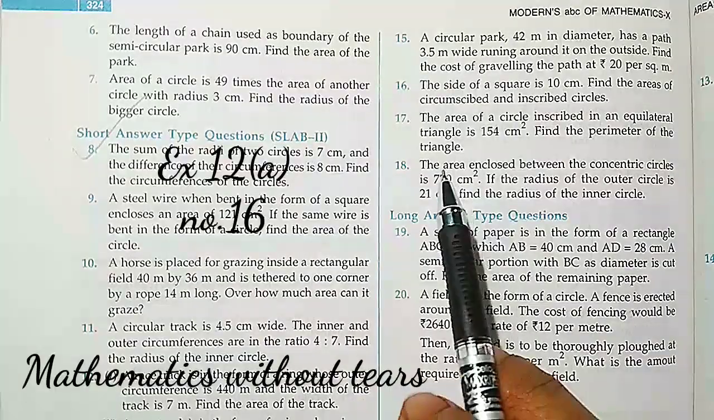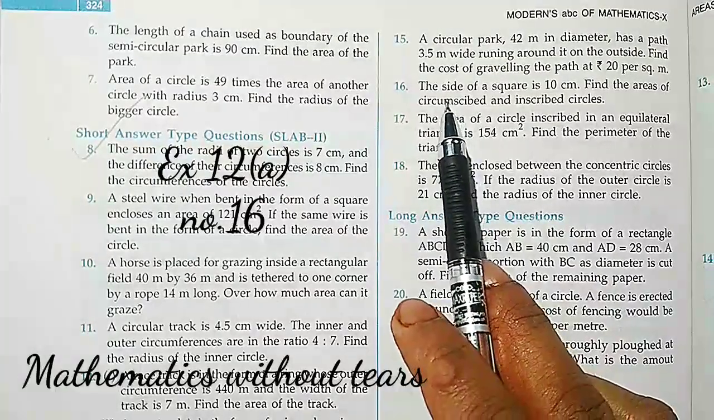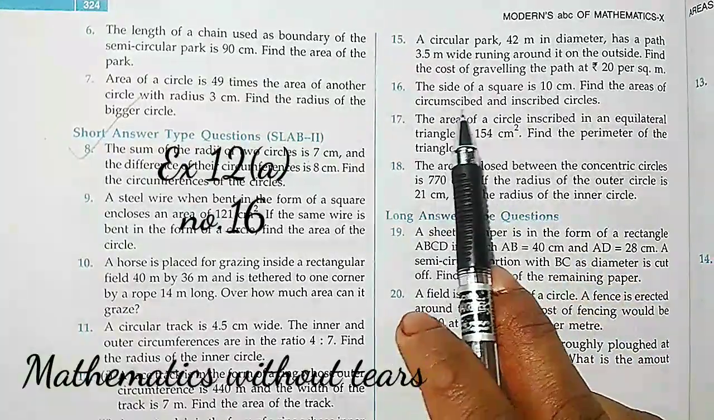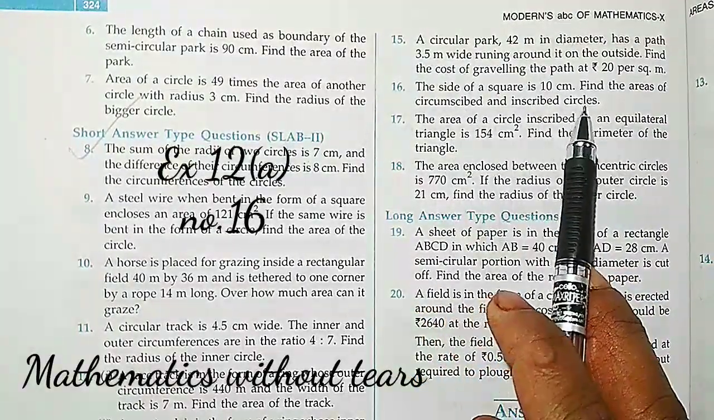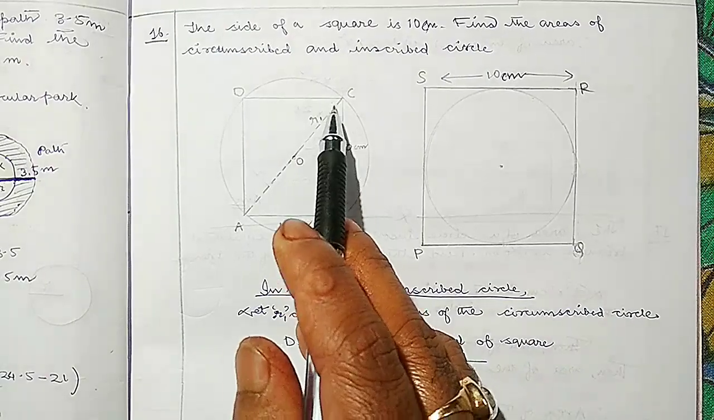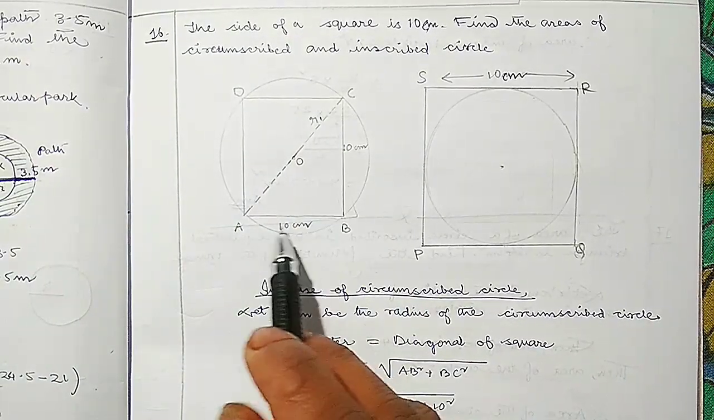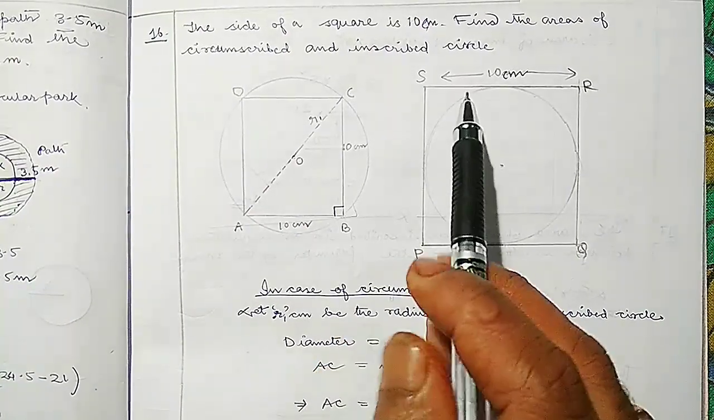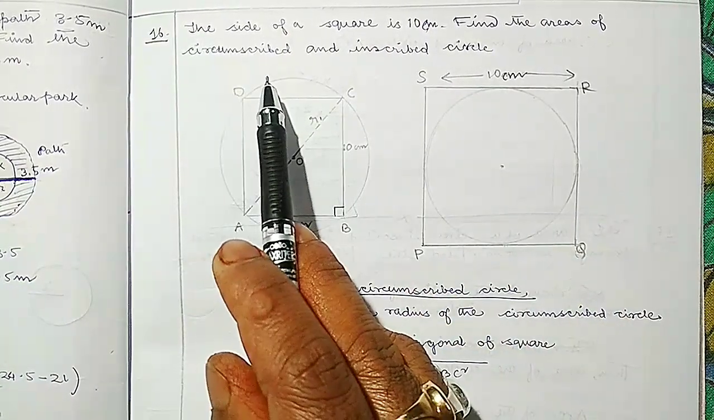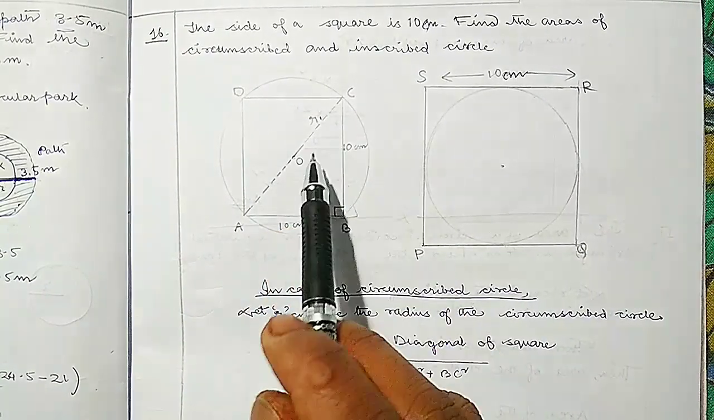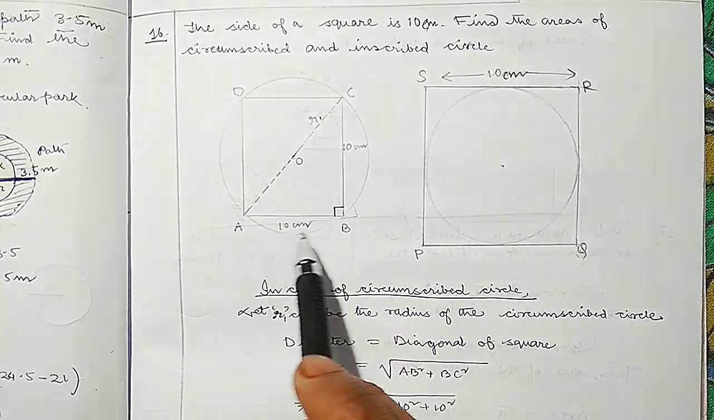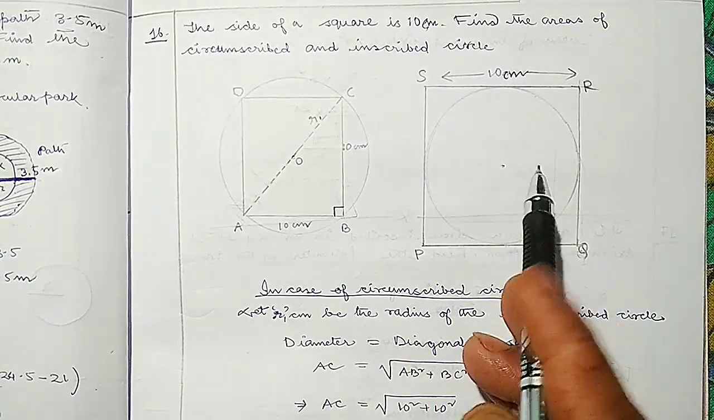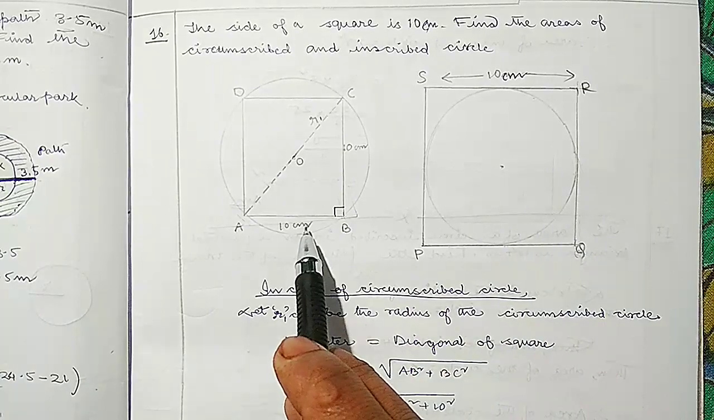In question number 16, the question is, the side of a square is 10 centimeter. Find the areas of the circumscribed and inscribed circles. As given in the question, here the side of the square is 10 centimeter. So this part is 10 centimeter and this angle is 90 degree. Now we have to find the areas of the circumscribed and inscribed circles. That means in this case, the circle is outside the square and here the square is outside the circle. That means this one is inscribed and this one is circumscribed.